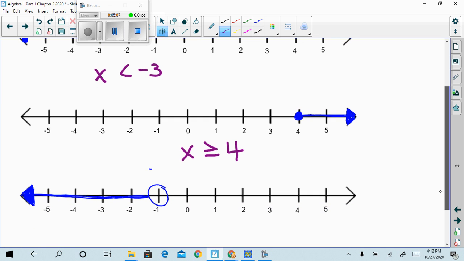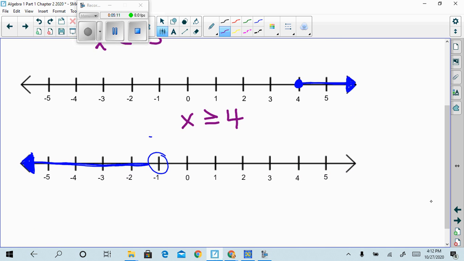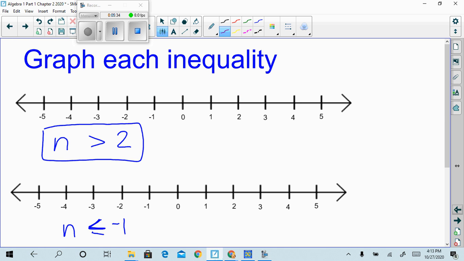What happens when we look at a problem and we're not sure? Well, look at those symbols and look at those hints. Open circle, shading to the left, left is less. Start with your variable, less than -1. This should come back to you pretty quickly. I'm sure you've all done this before.